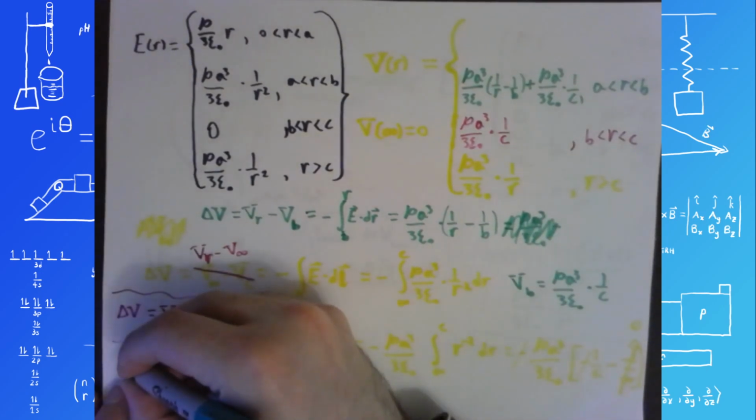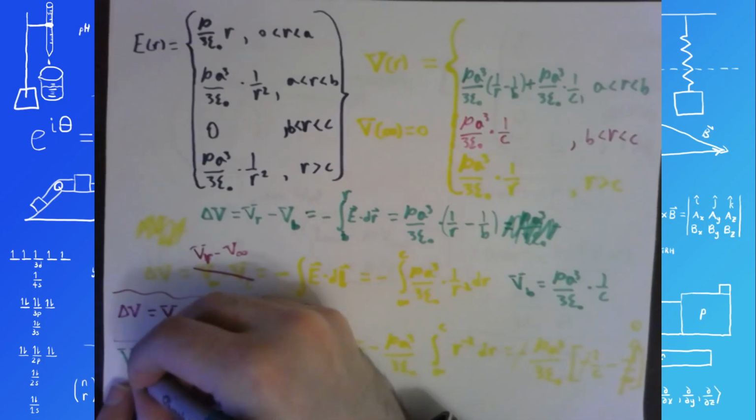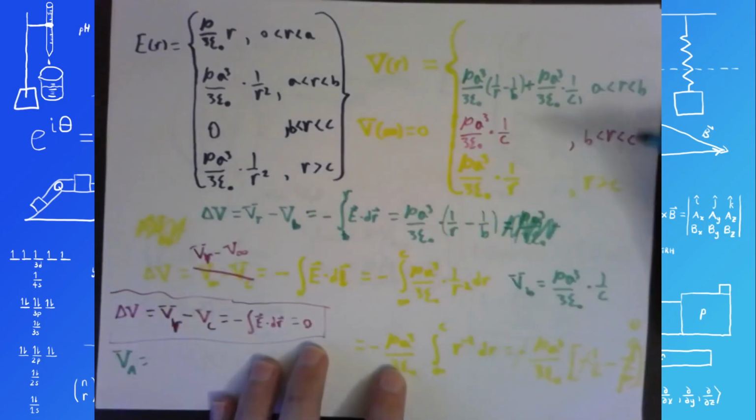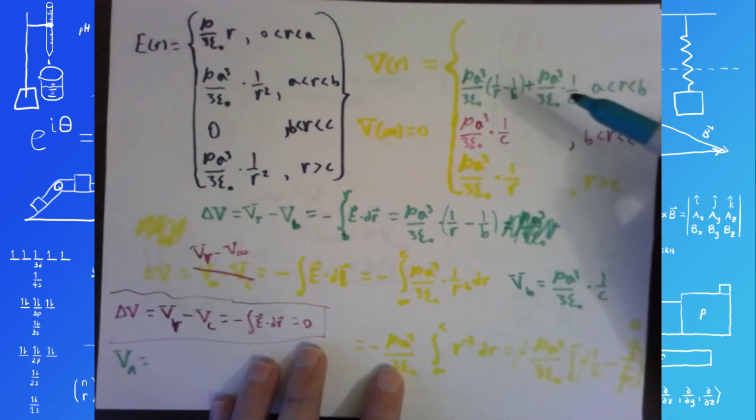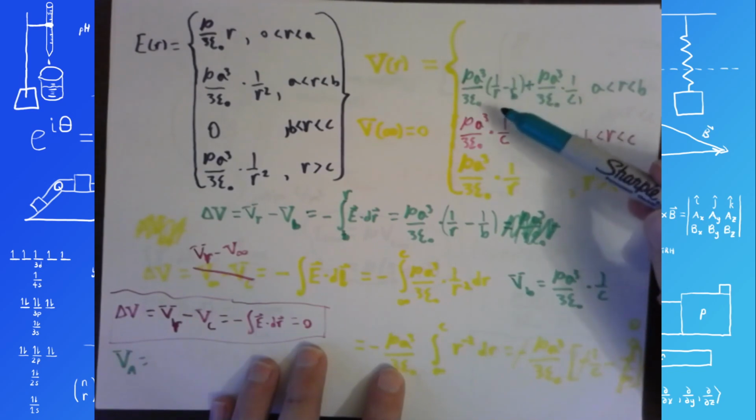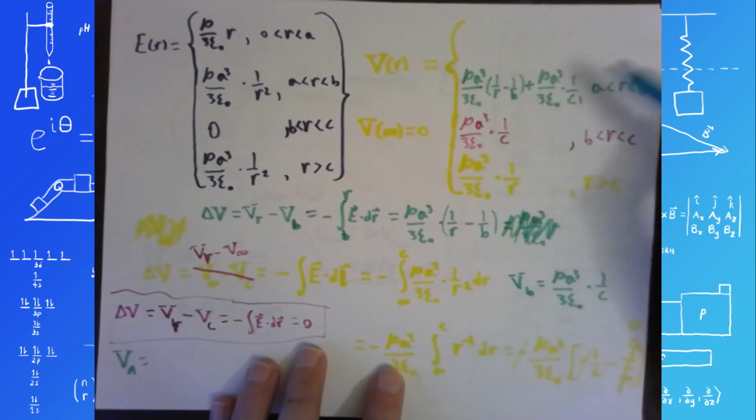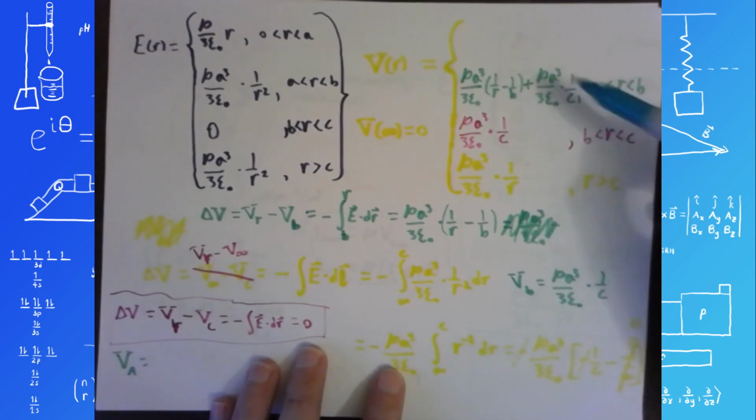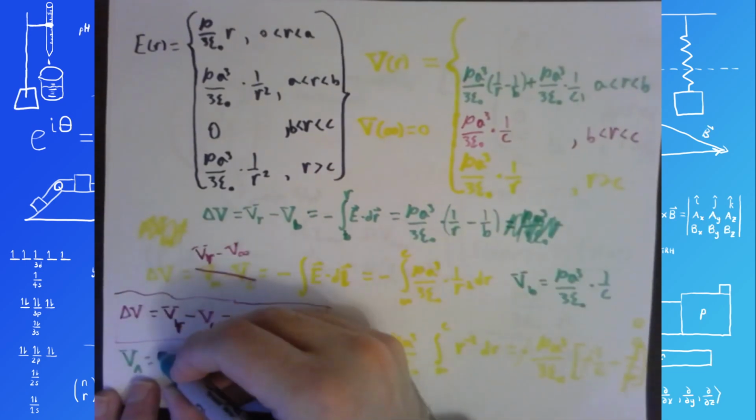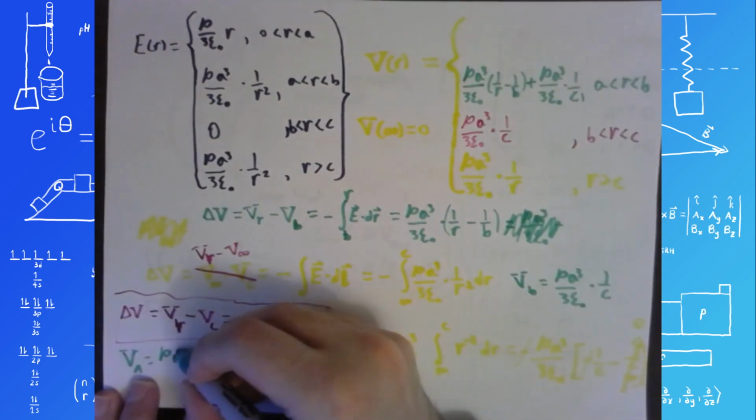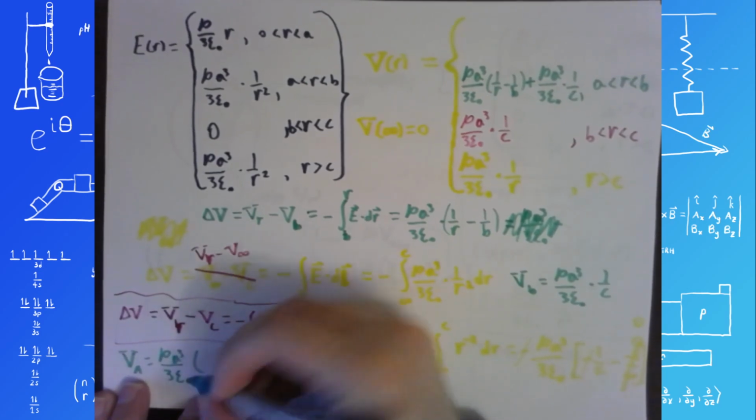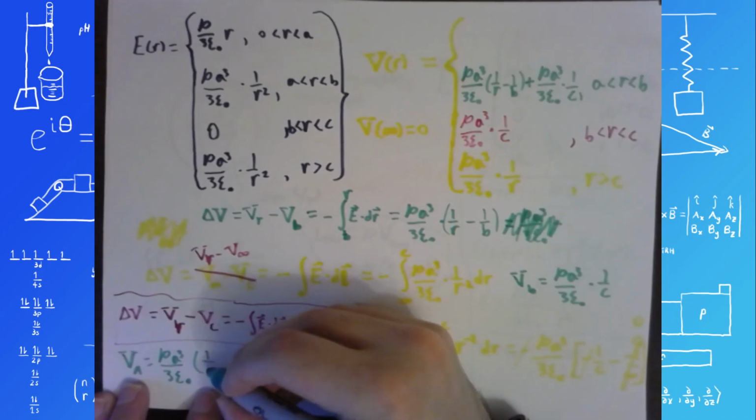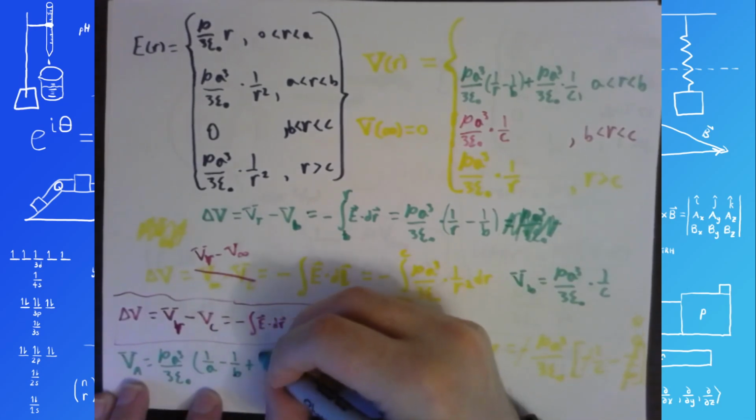That gives us VA equals rho a cubed over 3 epsilon naught times 1 over a minus 1 over b, and then plus 1 over c if I factor out the rho a cubed. So VA equals rho a cubed over 3 epsilon naught times 1 over a minus 1 over b plus 1 over c.